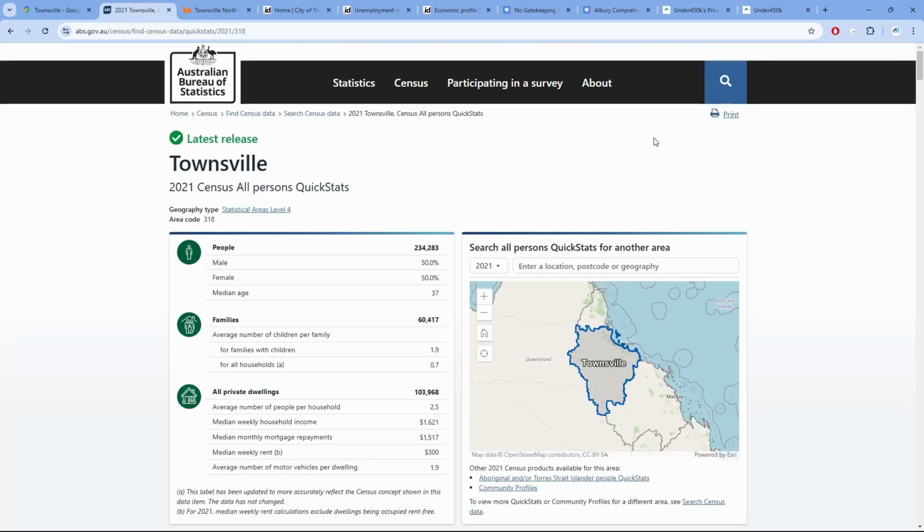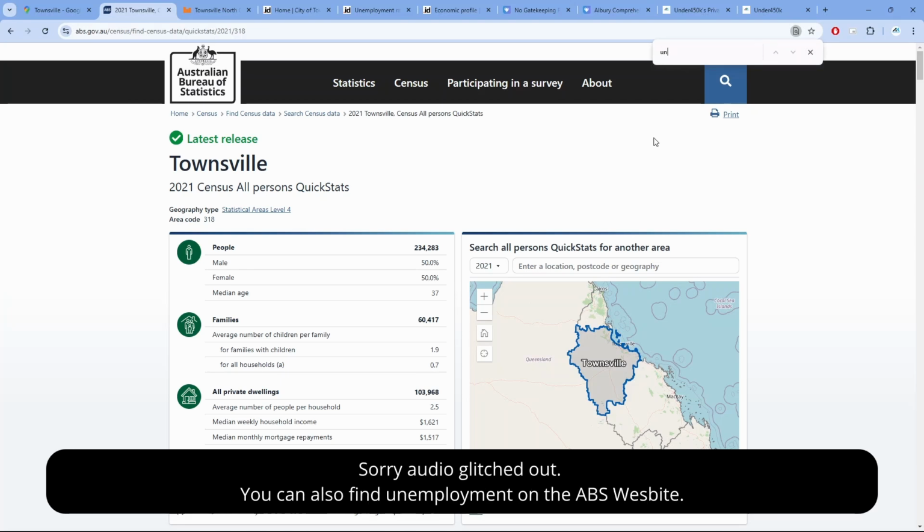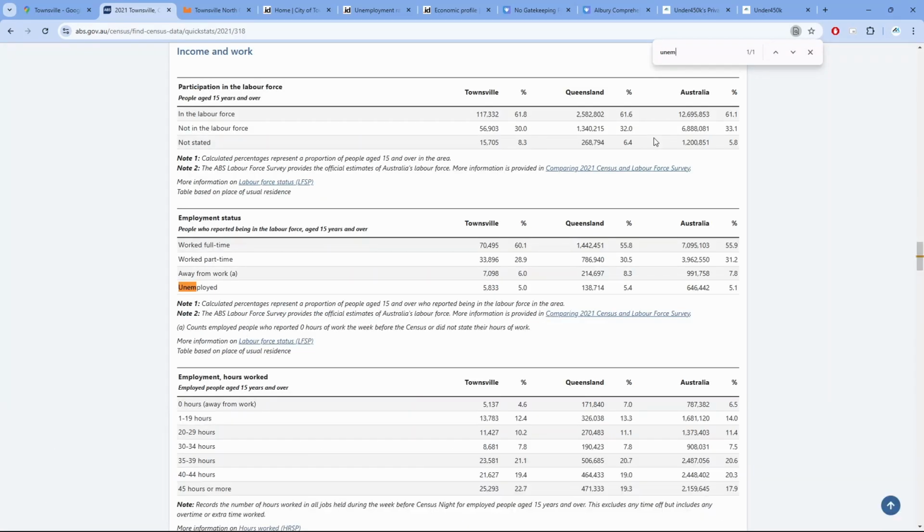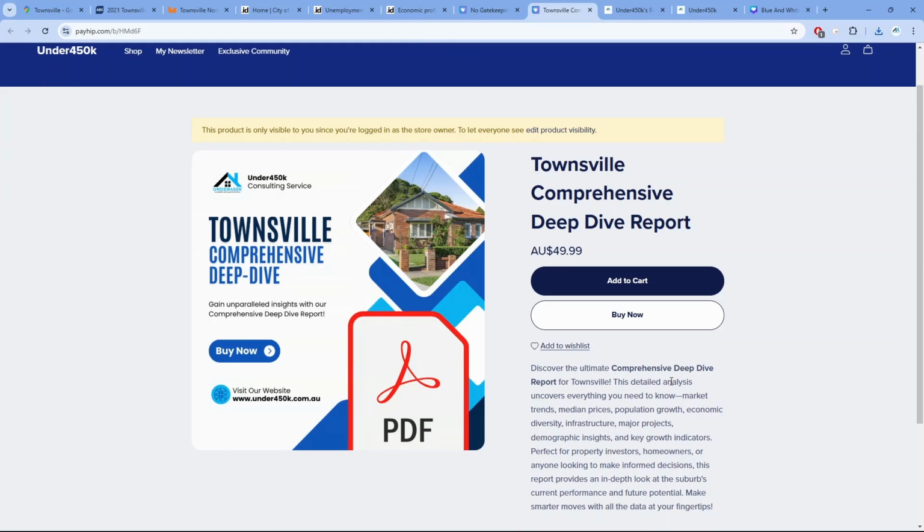Now, where else can you find the unemployment rate? You can find it on, type in unemployed, and you can see the unemployment rate is 5%. And you can use the benchmark of the state average, which is 5.4%, and there's less unemployment in Townsville, which is a wonderful sign to see. I know it's rising, but it's still a good sign for us. Now, hopefully you've been following on so far, and I've gone through 3 important metrics already.